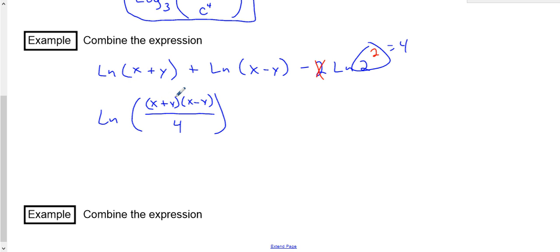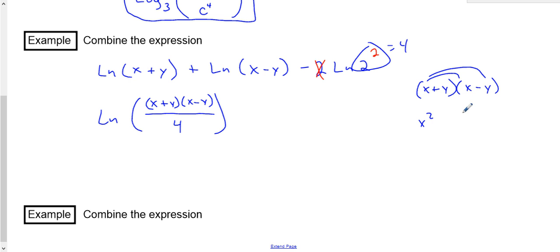And I'm going to go ahead and multiply these out. So when I do x plus y times x minus y, if you know the difference of two squares really well, you will already know the answer to this. But if not, you can go ahead and distribute the terms. So x times x is x squared.